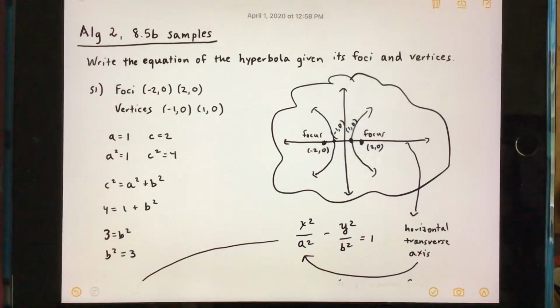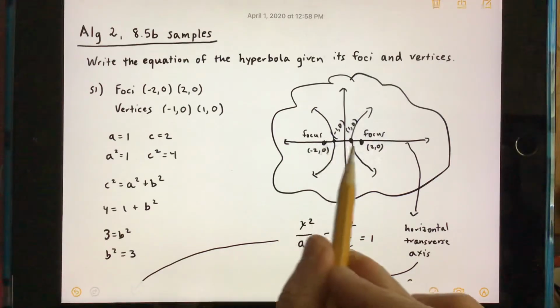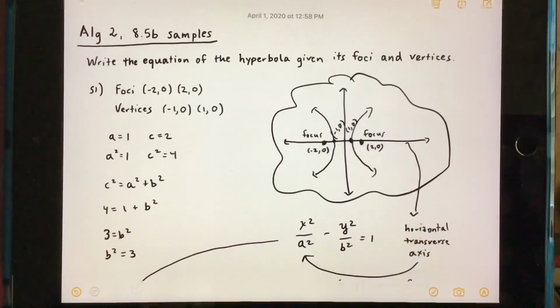So remember, if you have a horizontal transverse axis, the x squared term is going to come first. The a squared will always be underneath that first fraction, but we have to decide whether or not the x squared is in the numerator first. And because we have a horizontal transverse axis, and that's known because of plotting those foci and vertex points, we are on the horizontal axis here, we're going to know that a squared has to be underneath our x squared. And then our b squared is underneath our y squared.